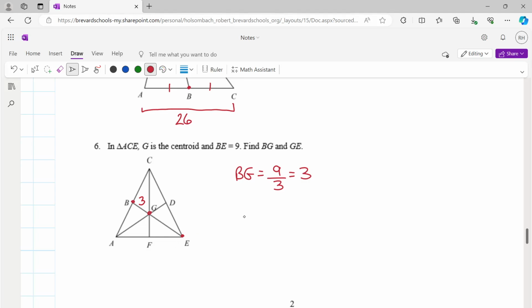So if the short piece is 3, anybody remember how to find the long piece? Multiply it by 2. So GE is equal to 3 times 2, which is 6. All right, and 6 plus 3 equals 9, so we're good.